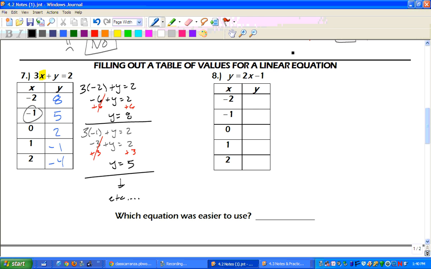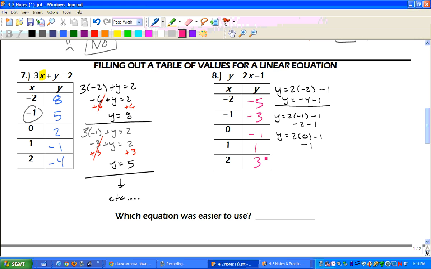On the other side, we're going to do the exact same thing. Y equals 2 times negative 2 minus 1. Y equals negative 4 minus 1. Well, that is negative 5. Next one. Y equals 2 times negative 1 minus 1. That gives us negative 2, and we get negative 3. Y equals 2 times 0 minus 1. Well, that just gives us negative 1. And same thing, we keep going with the pattern.